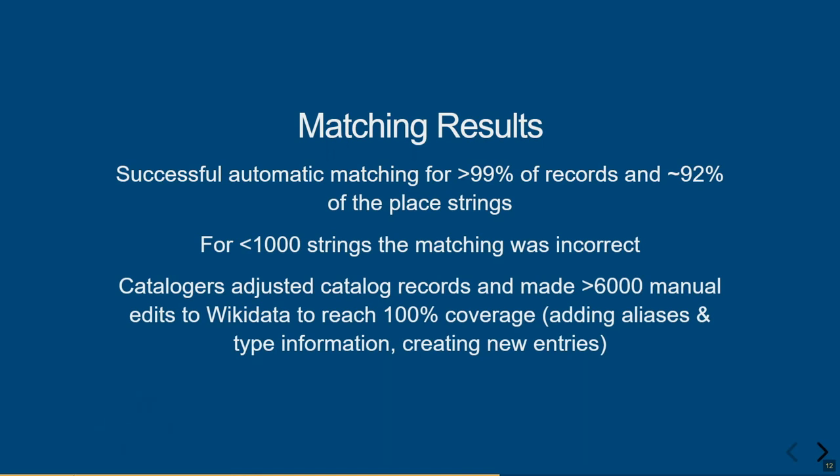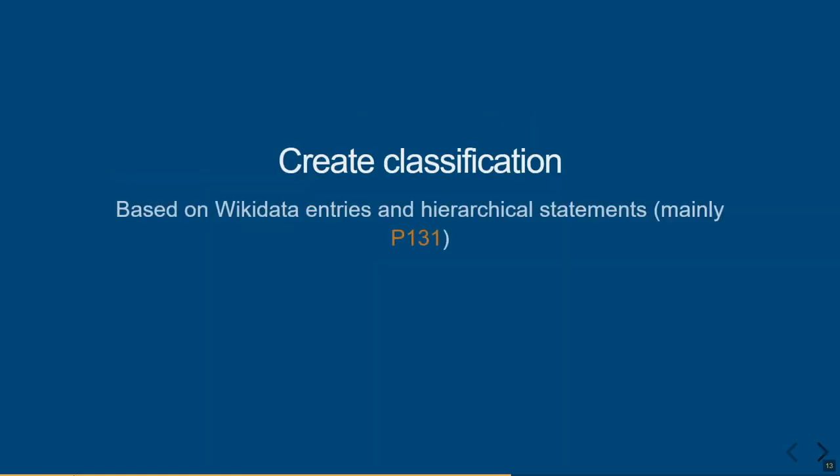For around 1,000 strings, the matching was incorrect. But the catalogers did a lot of work in the Aleph catalog, but also in Wikidata. They made more than 6,000 manual edits to Wikidata to reach 100% coverage by adding aliases, type information, creating new entries. Okay, so I have to speed up.